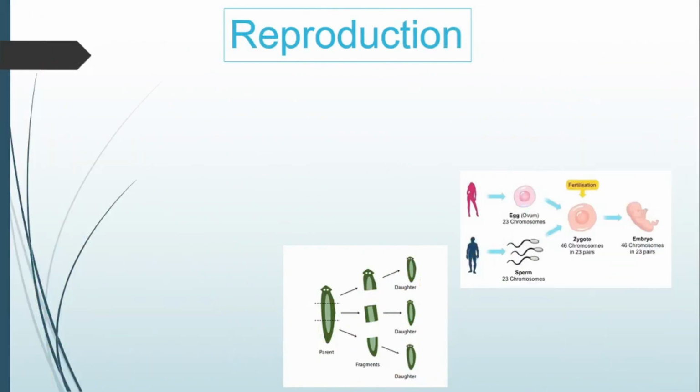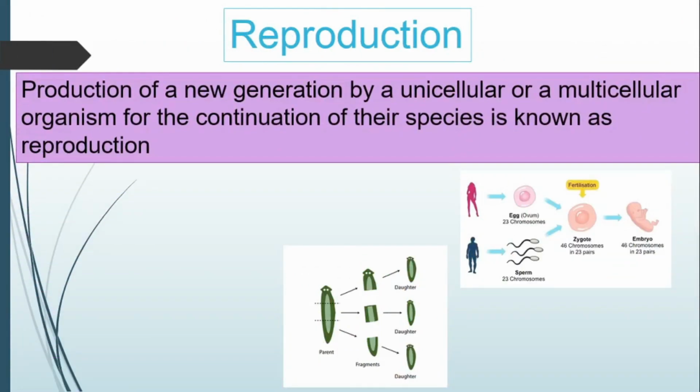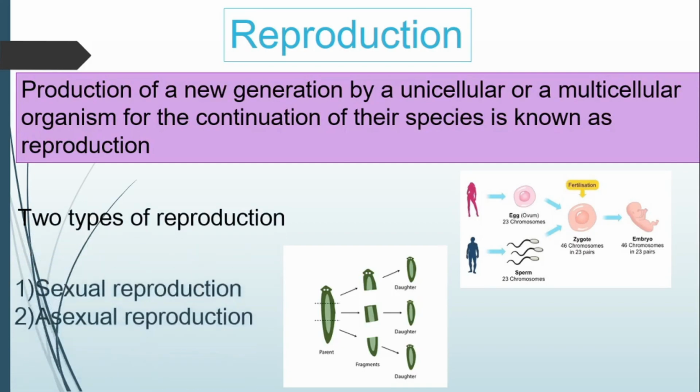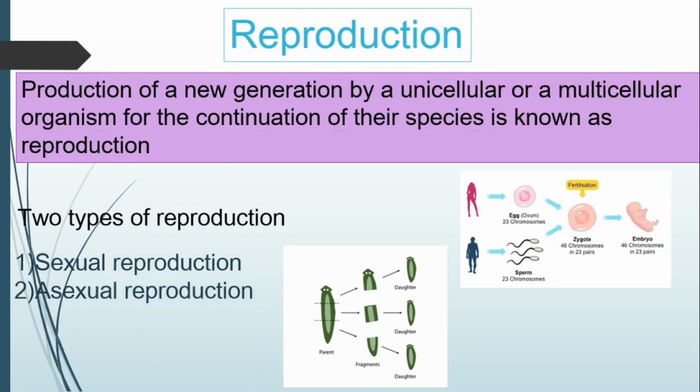And the next topic is reproduction. Production of a new generation by a unicellular or a multicellular organism for the continuation of the species is known as reproduction. There are two types of reproduction. The first one is sexual reproduction and the next one is asexual reproduction.